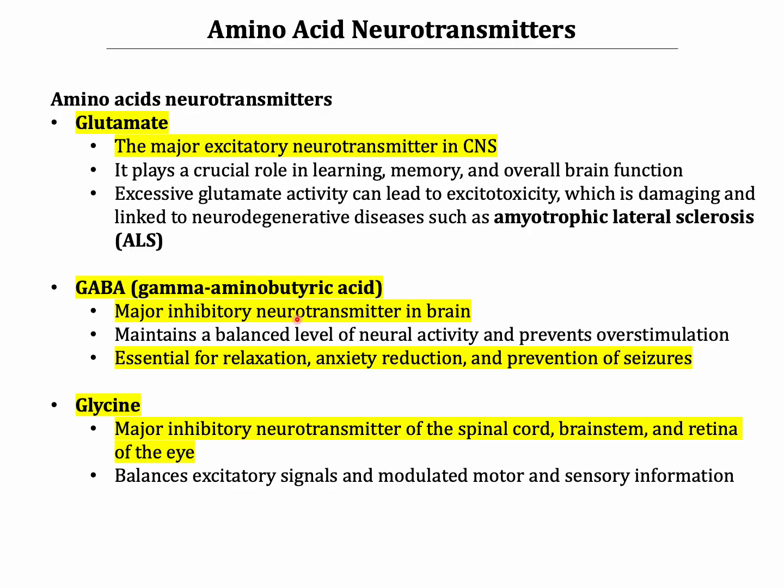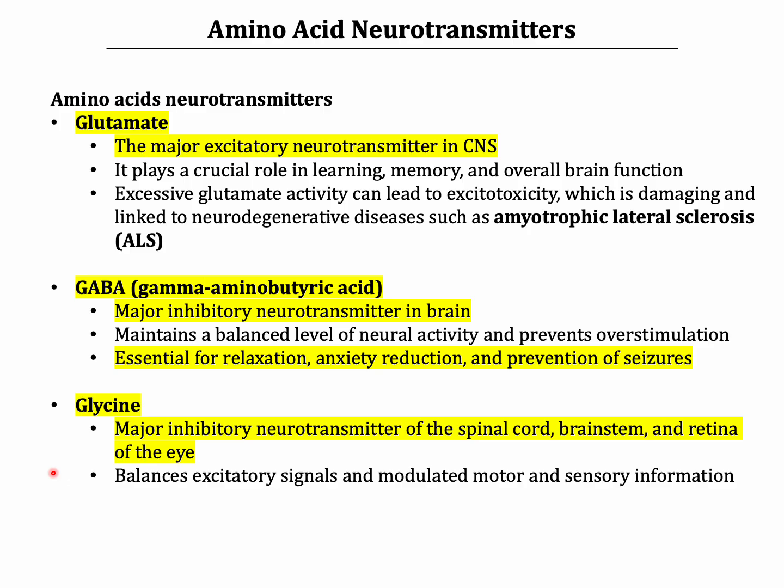GABA is the major inhibitory neurotransmitter in the brain, right? So inhibitory in the brain. Inhibition is just as important as excitation, right? Always needs to be a balance of yes and no. Inhibition allows for adequate control. Also is important for relaxation, anxiety reduction, and prevention of things like seizures when there's uncontrolled excitation.